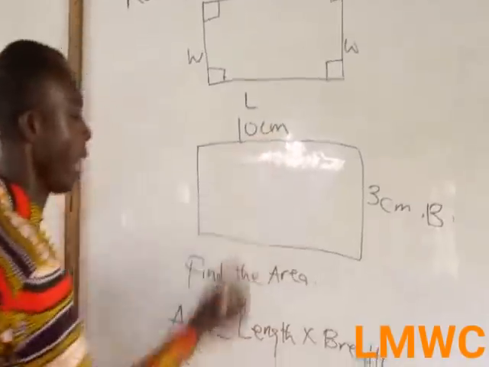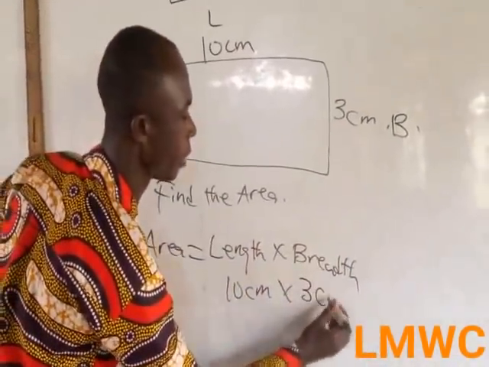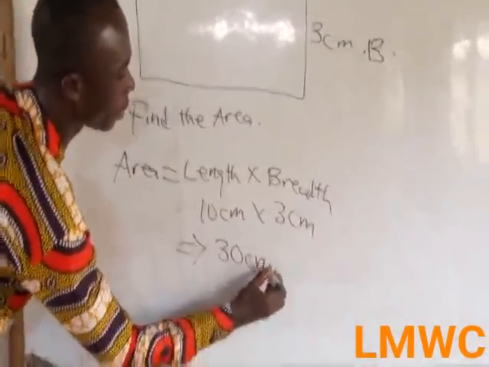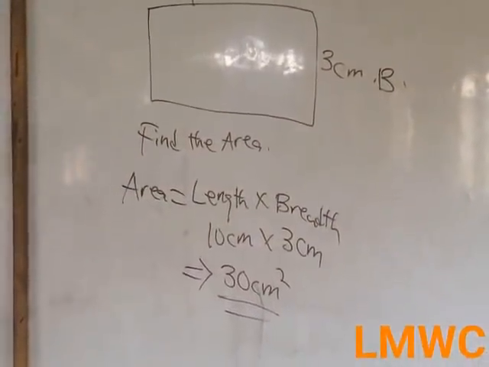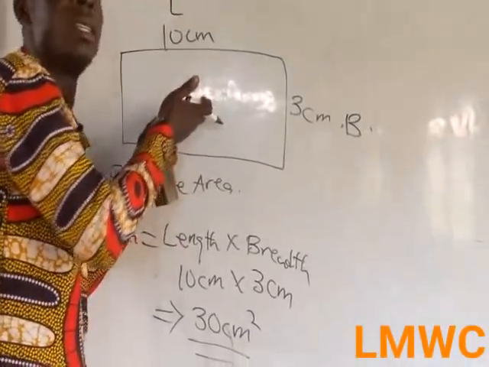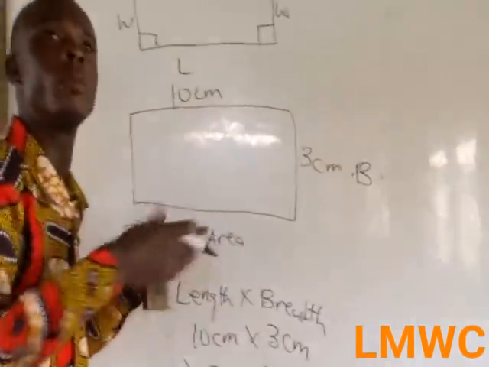And we know the length as 10 centimeters times breadth, which is 3 centimeters. So 10 times 3 centimeters, we have 30 centimeters squared. This is the area for this figure. This question can also be written in a statement form. And I'm coming to put this in the statement form.